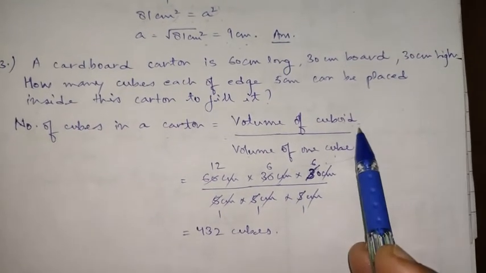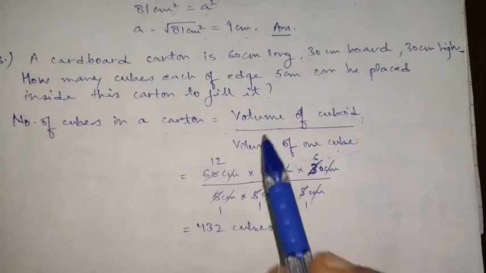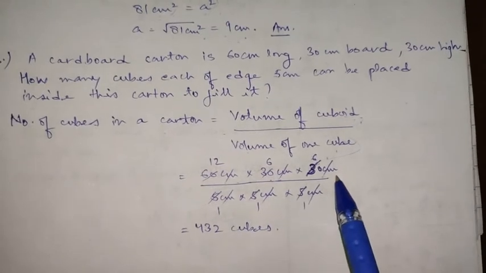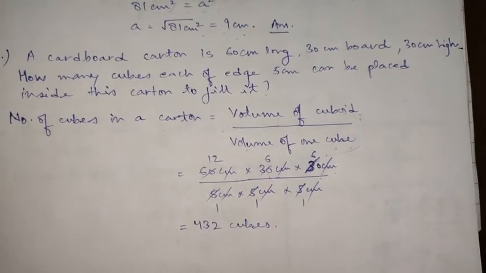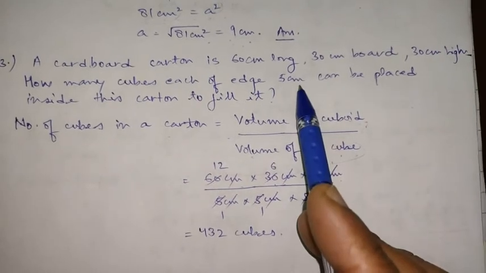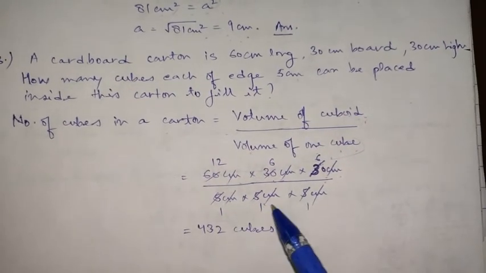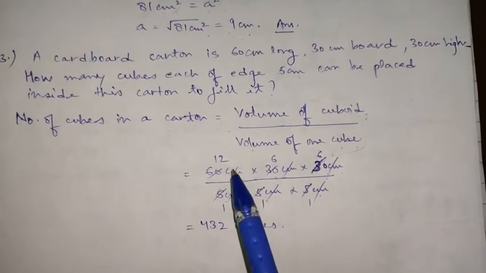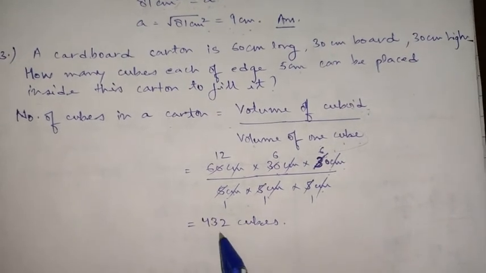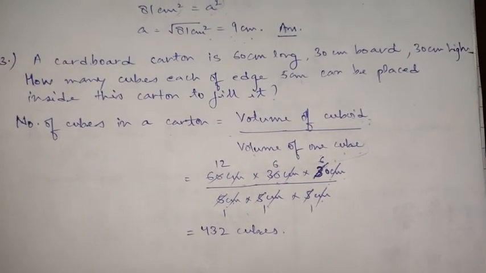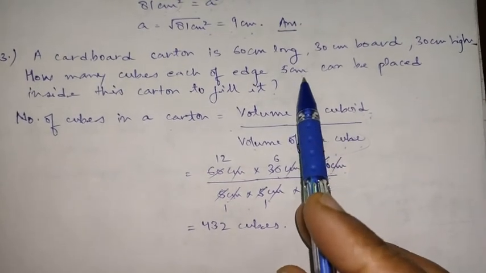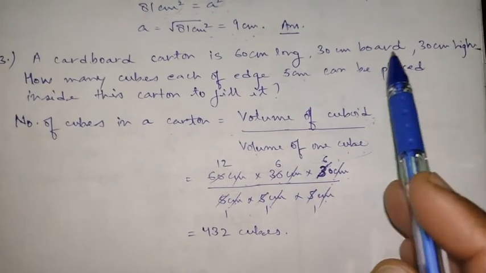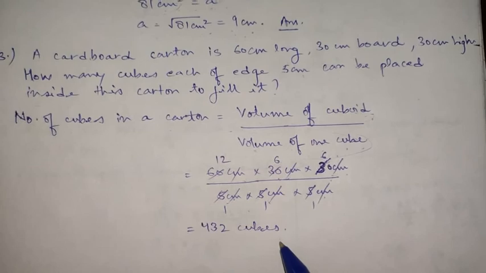So the volume of the cuboid, as the length, breadth and height are given, will be 60 centimeter length into breadth 30 centimeter into height 30 centimeter, upon the volume of a cube. The volume of a cube is found by cubing the side. So if one side is 5 centimeter, it will be 5 centimeter into 5 centimeter into 5 centimeter. On cancelling the terms, I am getting 12, 6 and 6, which on multiplying gives the answer 432. That means 432 cubes, each having an edge of 5 centimeter, can be placed inside that cardboard carton. So in this way, 432 cubes will be the answer.